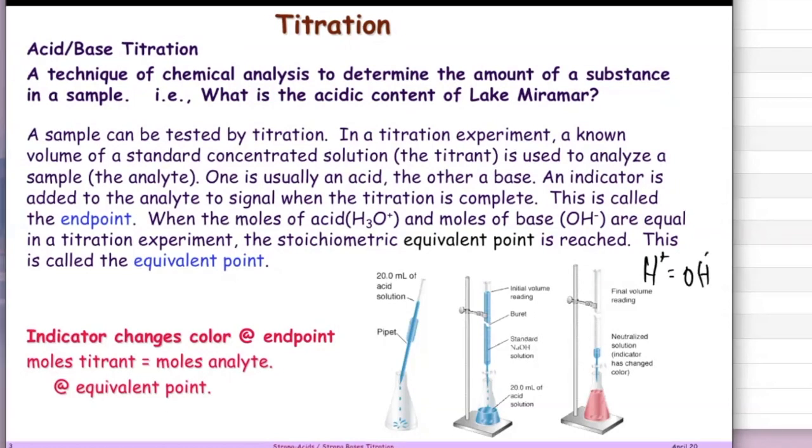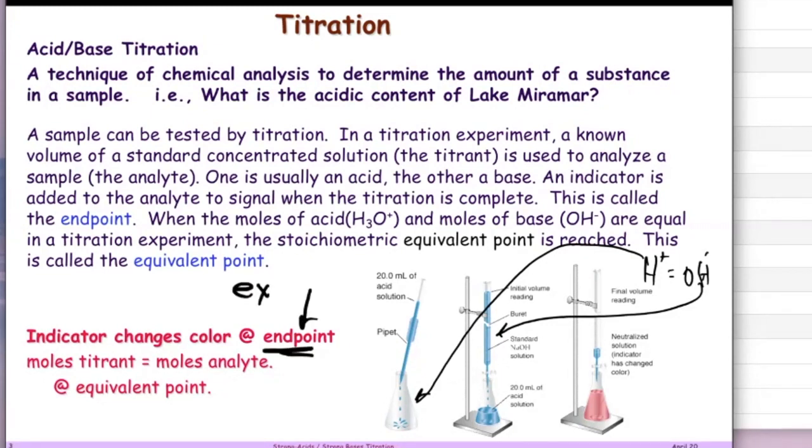The hydronium usually is your analyte, the hydroxide is generally your titrant. When those two are equal, then you have no excess hydronium or hydroxide. And generally, an indicator there will change color when that happens. An indicator changes color at the endpoint. The endpoint is experimental. That's where you see a color change.